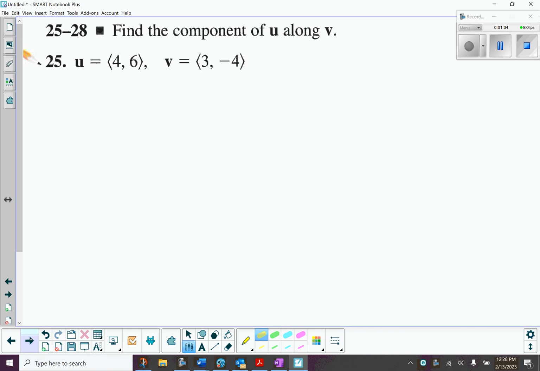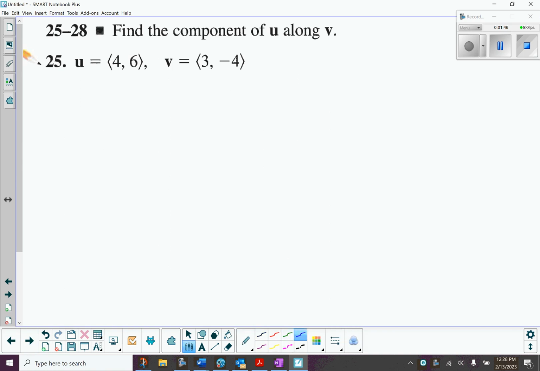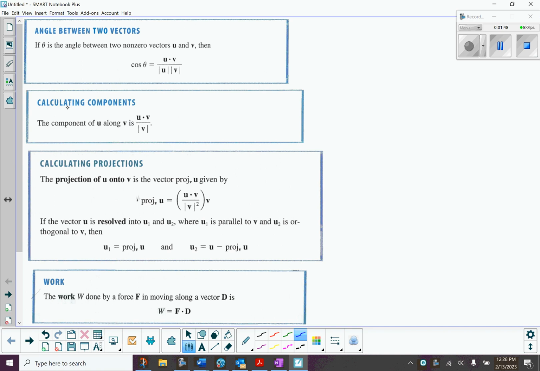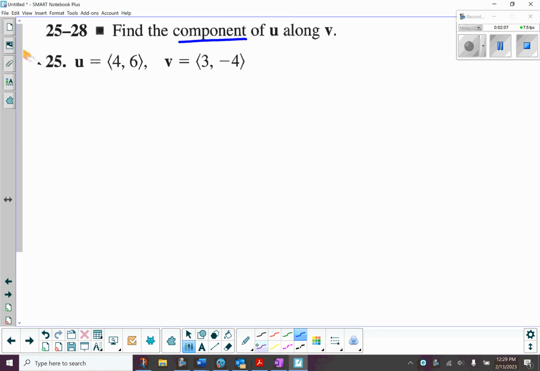Find the component of vector u along vector v. So here's vector u, there's vector v, and again, component is the key word there. Come back here, calculating components. We're going to take the dot product of the two vectors divided by the magnitude of just vector v. So again, dot product.